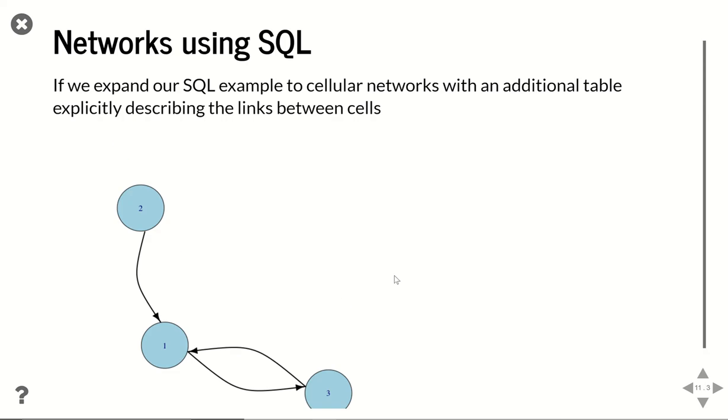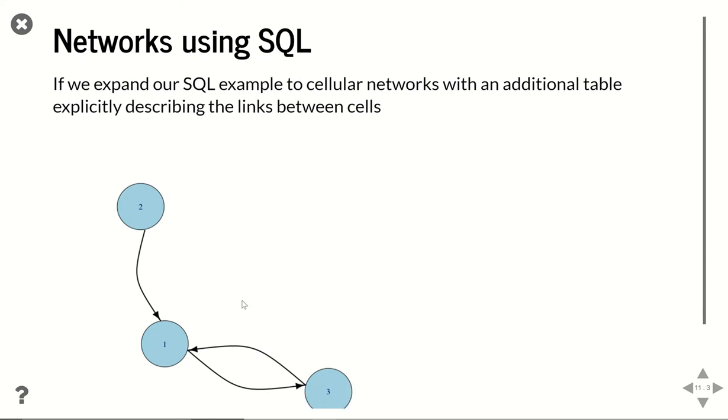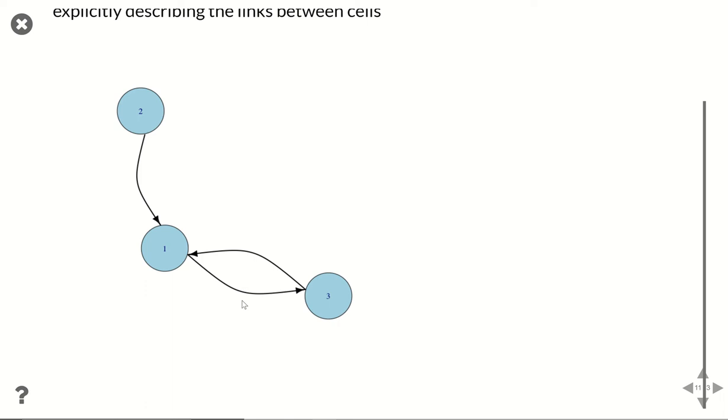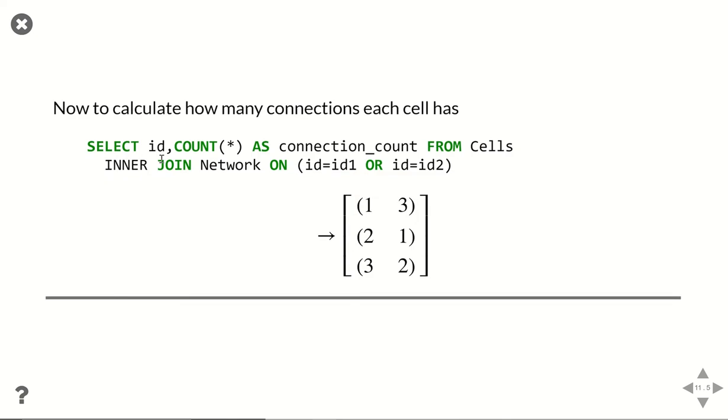You can also do network analyses. If you look at things like Facebook, they're not interested in you alone, they're interested in you and your friends, or how you're connected with your friends. If you're doing cellular imaging, you're probably interested in which cells are connected to which other cells. You might have a table with ID1, ID2, and the number of junctions between those two cells or something along those lines. You can then look at how many connections each cell has by doing SELECT ID, COUNT AS connection_count FROM cells INNER JOIN network ON ID1 equals ID2, so that you can now see for each cell how many connections that cell has.